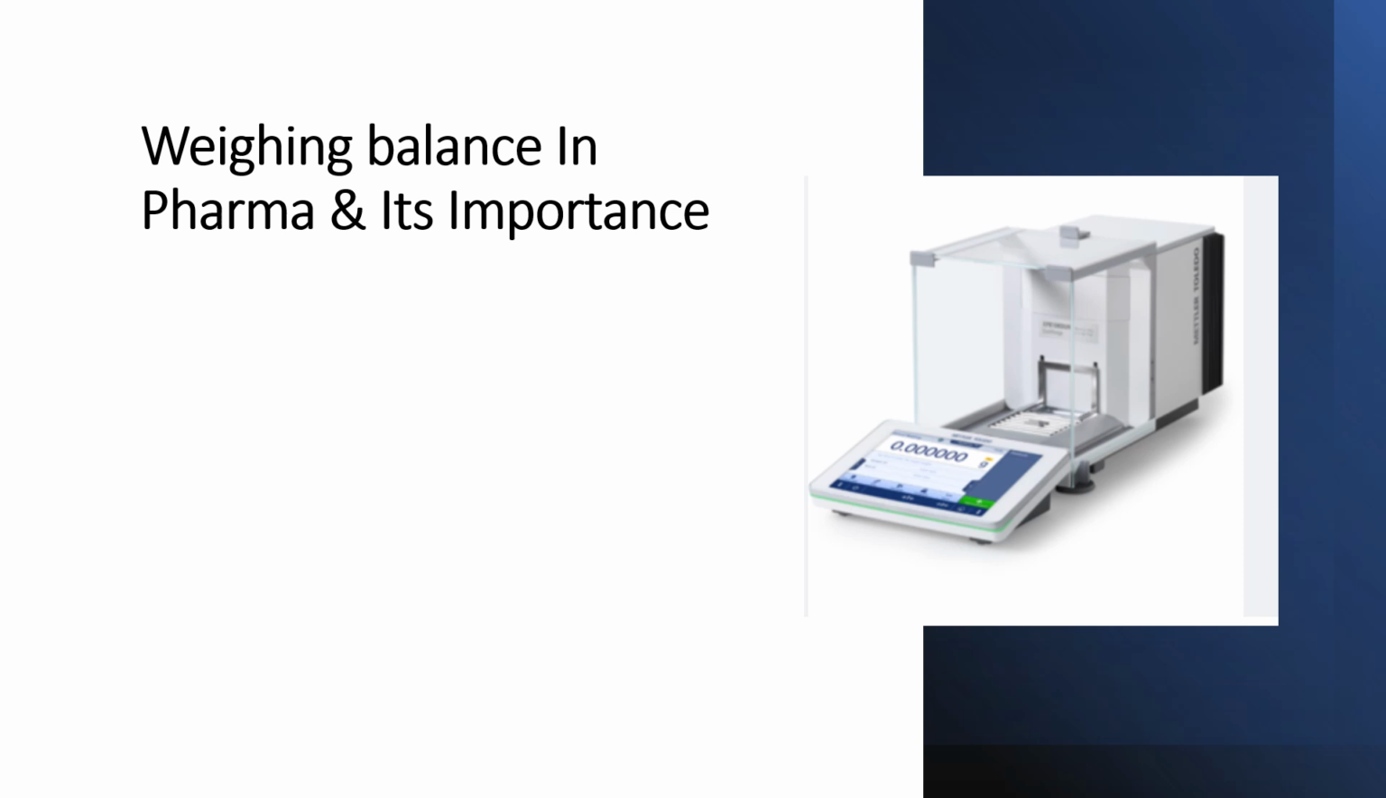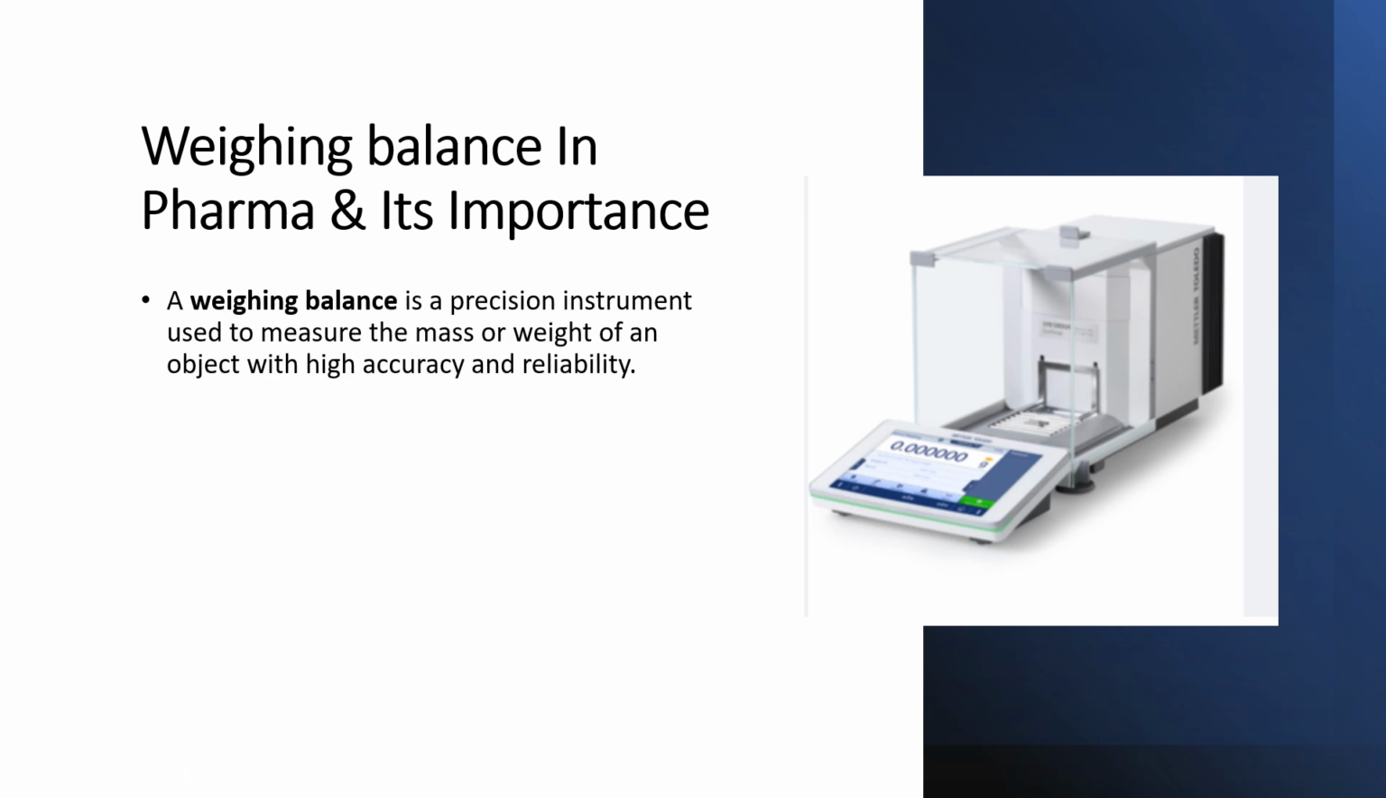First we will discuss what a weighing balance is and its importance in the pharmaceutical industry. The definition: a weighing balance is a precision instrument used to measure the mass or weight of an object with high accuracy and reliability. For example, in a pharma QC lab, you put the required amount of standard or sample on the pan of the balance, and the balance will read and display the weight, and then you can take a print of the weight for documentation purposes.